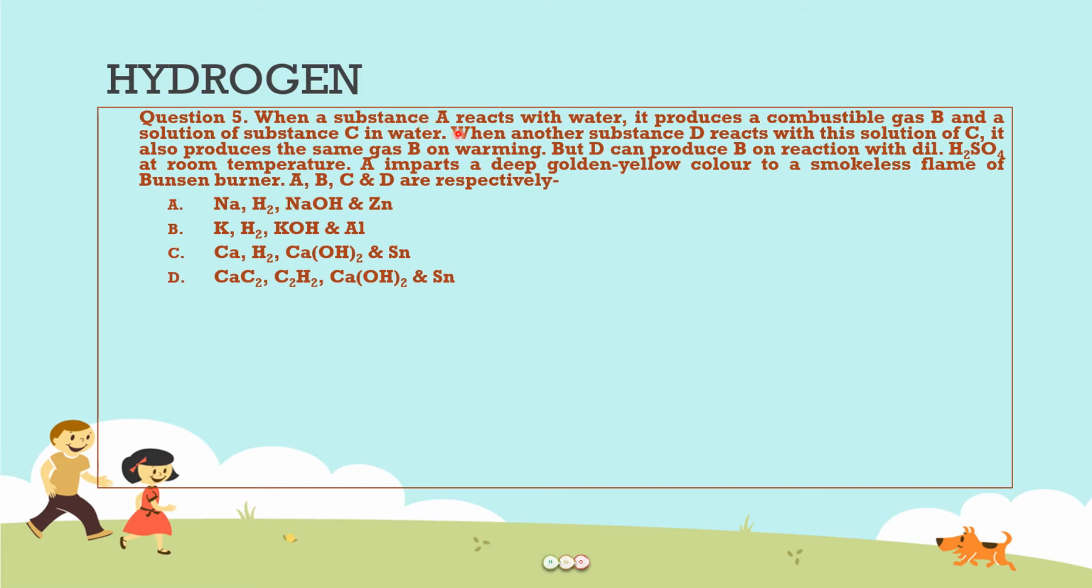So we have a substance A, that is sodium, which reacts with water to produce a combustible gas B and a solution of substance C in water. So it is the reaction of sodium with water, which will give us NaOH and hydrogen. So A is going to be sodium, substance C is going to be NaOH, and the combustible gas B is going to be hydrogen. Now the solution of C, that is NaOH, can react with another substance D to produce the same hydrogen.